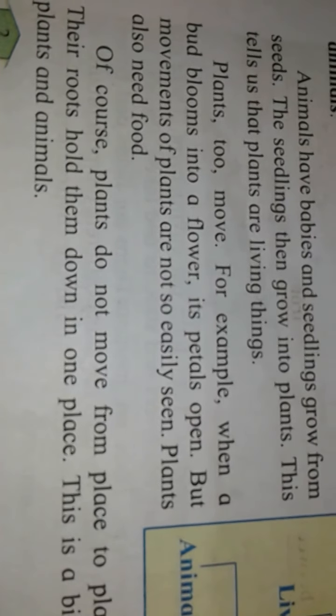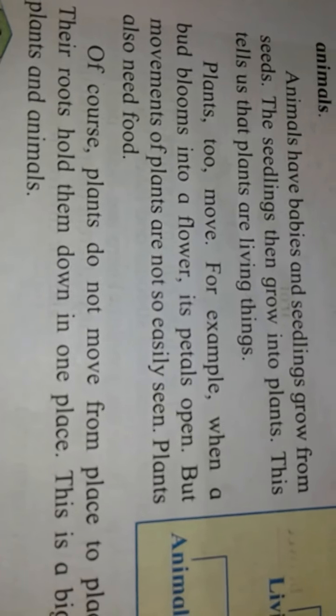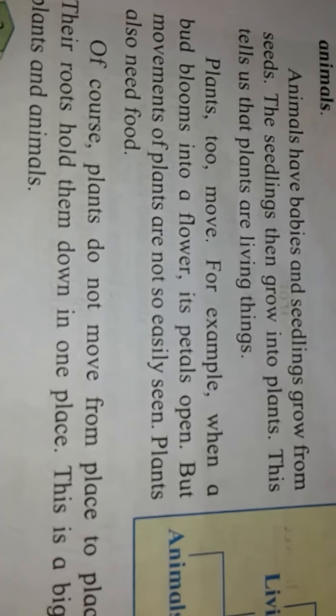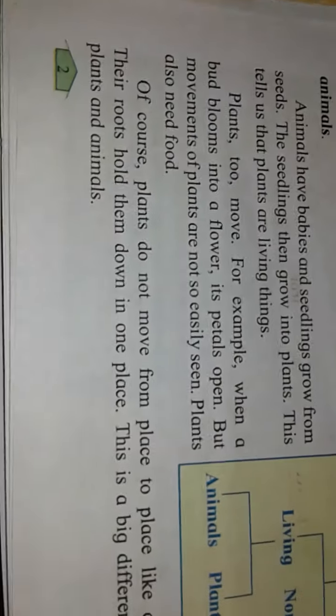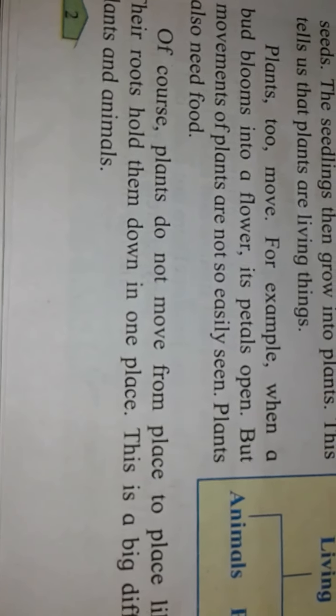How do plants get food? With the help of sunlight, they make food through the process of photosynthesis. Sunlight is the main food source of the plant. Then through the roots they take minerals from the soil, and water also. So these are all the food for the plants. Of course, plants do not move from place to place like animals do. They are fixed there. Their roots hold them down in one place.